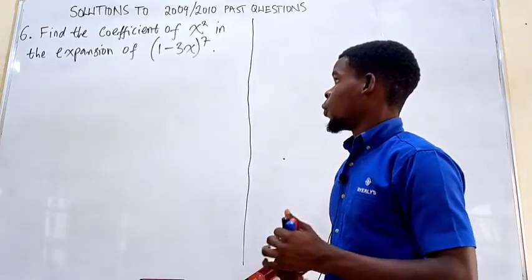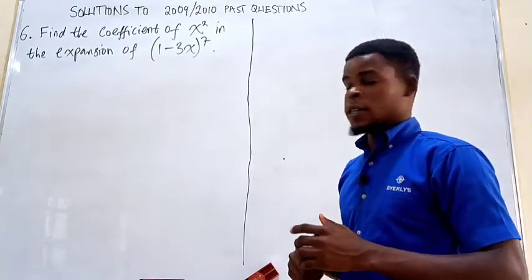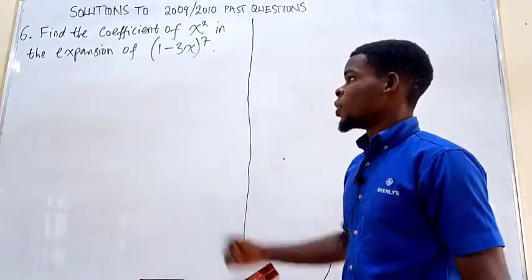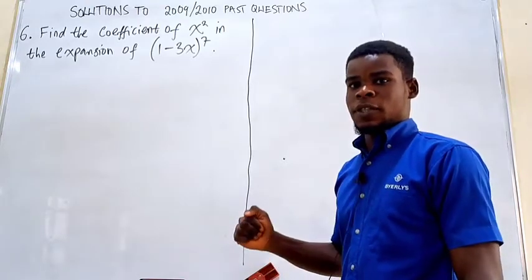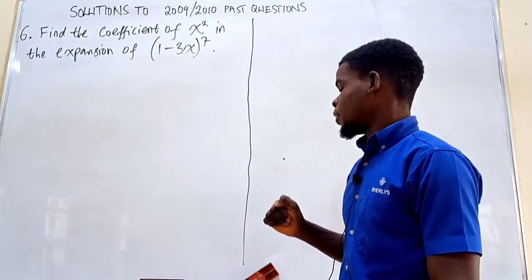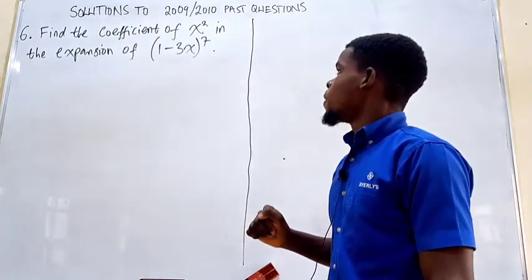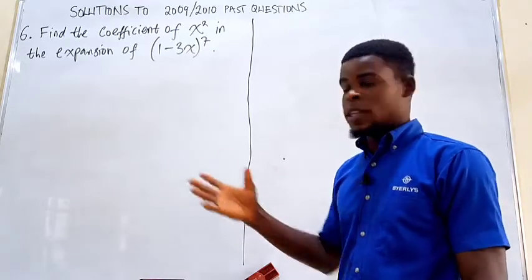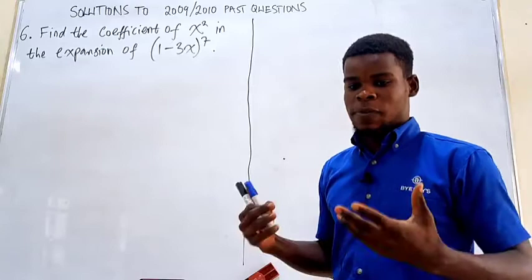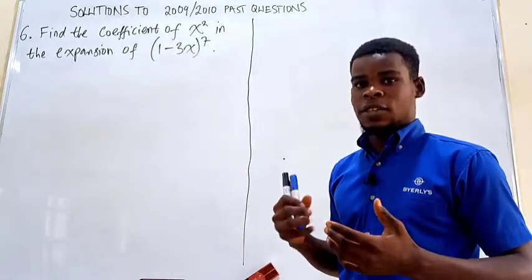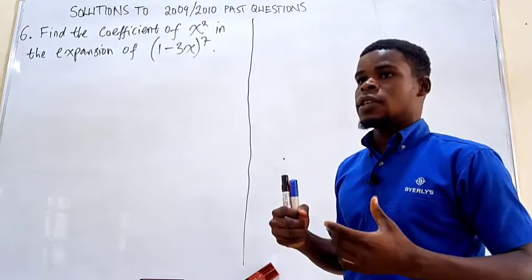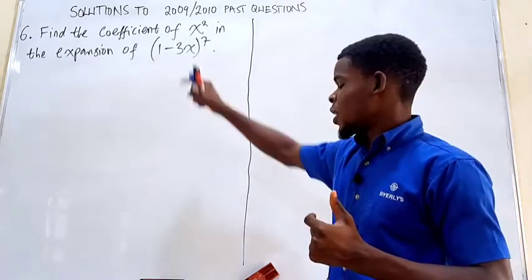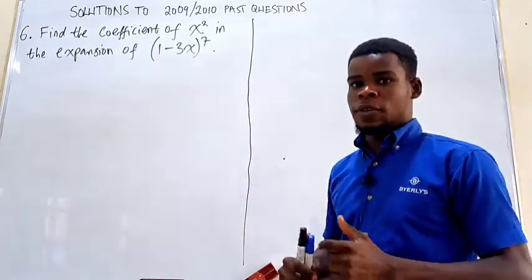Now right here on the board, we want to find the coefficient of x squared in the expansion of 1 minus 3x all raised to the power of 7. So this is just a binomial expansion question. The question means that we should find the coefficient of the term containing x squared in the expansion of this. After expanding, you have a series, then you check each term in the series, then the term that has x squared. So what is the coefficient of the term that contains x squared in this binomial series?